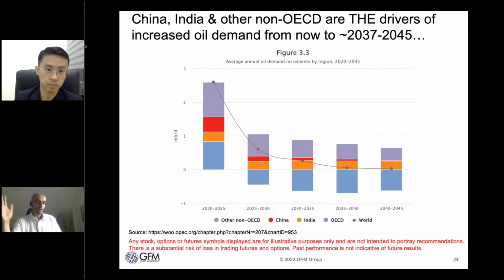All of the increase in oil demand between now and 2037 is coming from non-OECD countries, and a big chunk of that is just two countries, China and India. China and India are still expected to increase their oil demand all the way out until 2045 and probably beyond. But by 2037, the decline in oil demand from the OECD is expected to be enough to offset the increase in oil demand from non-OECD countries.